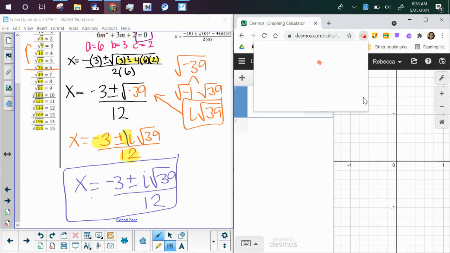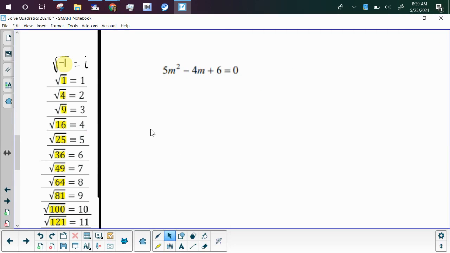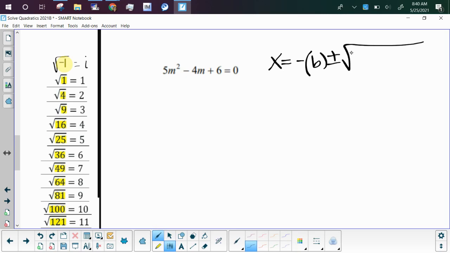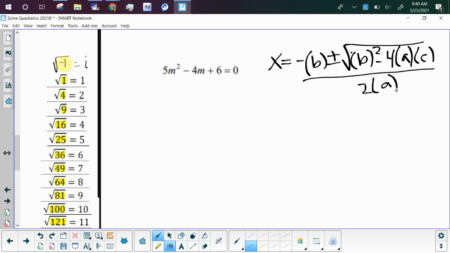Okay, so let's try another problem. Again, we need to make sure it's equal to 0. Done. Next up, we need to plug in the quadratic formula. So remember, it's the opposite of b plus or minus the square root of b squared minus 4ac all over 2a. So let's identify our a, b, and c.